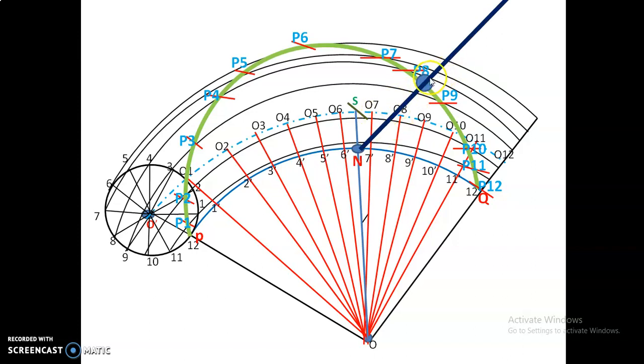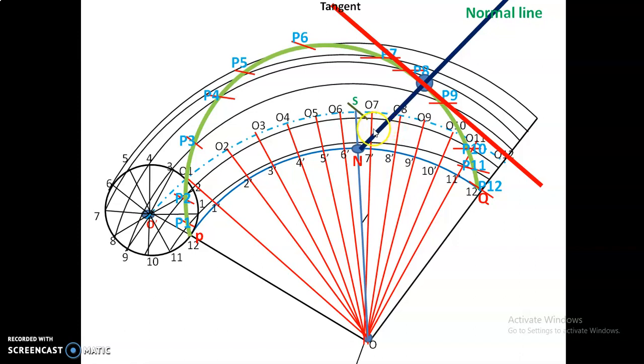Next, from the point M, draw the tangent. So that is the red color line. This line should be perpendicular to the normal line. So the black color line and the red color line should be perpendicular to each other. So this is our tangent.